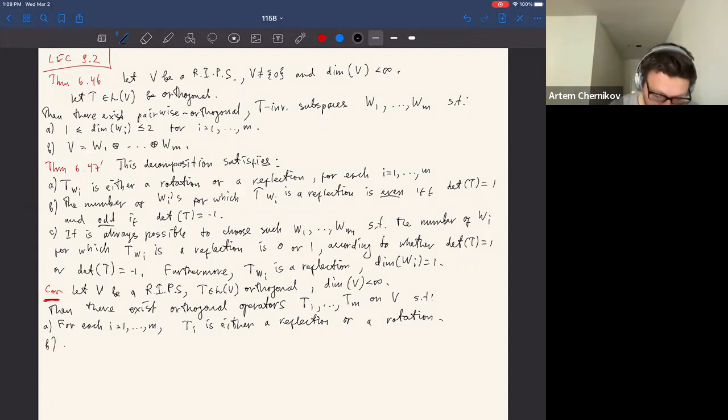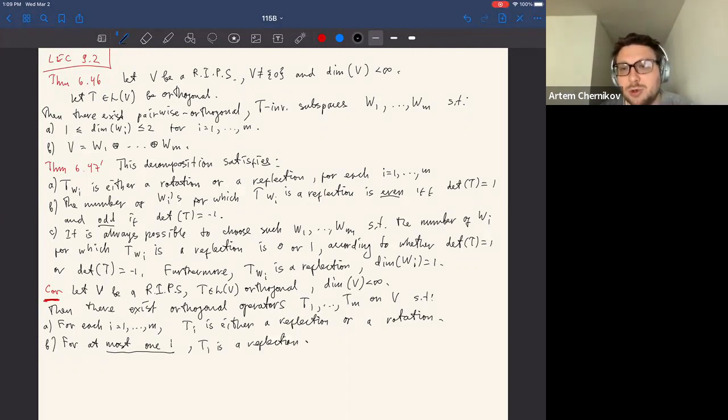Part B: for at most one i, Ti is a reflection. So a reflection appears only once in this list of operators, or at most once, more precisely. So it could be 0 or 1. C: all these operators commute. So we have Ti composed with Tj equal to Tj composed with Ti for all i, j. So all these operators are pairwise commuting.